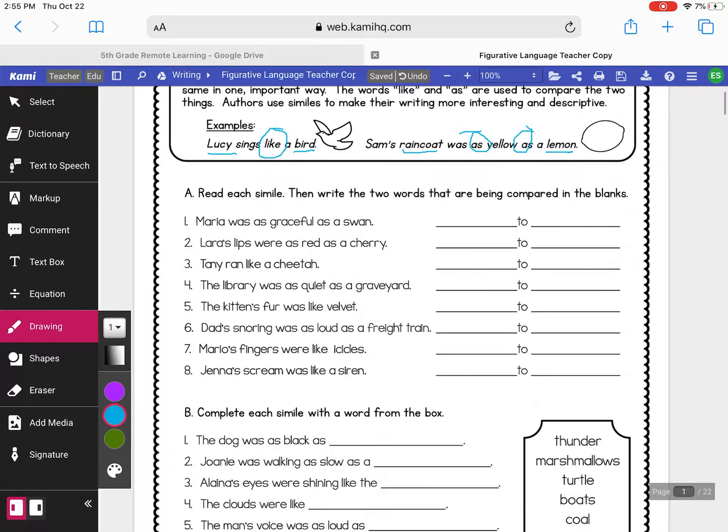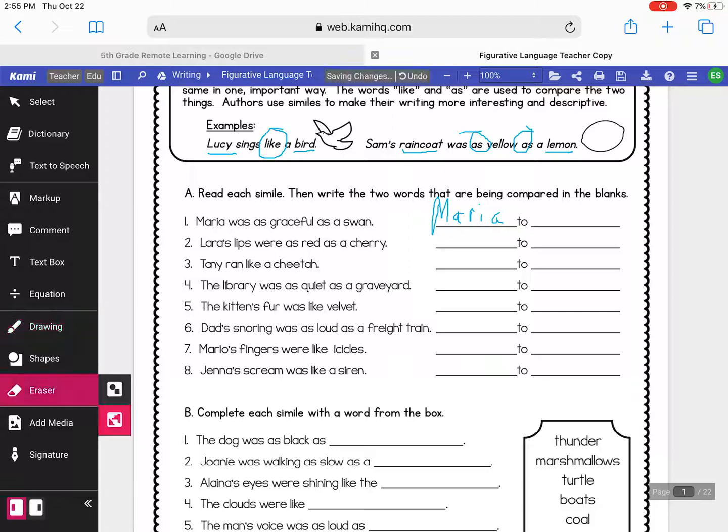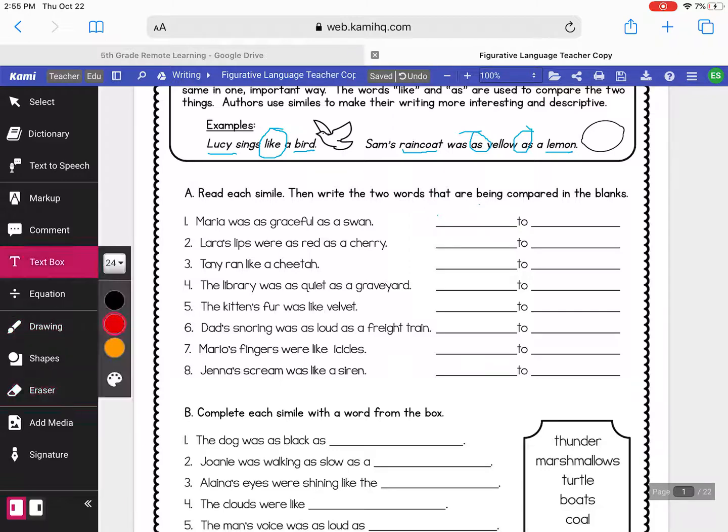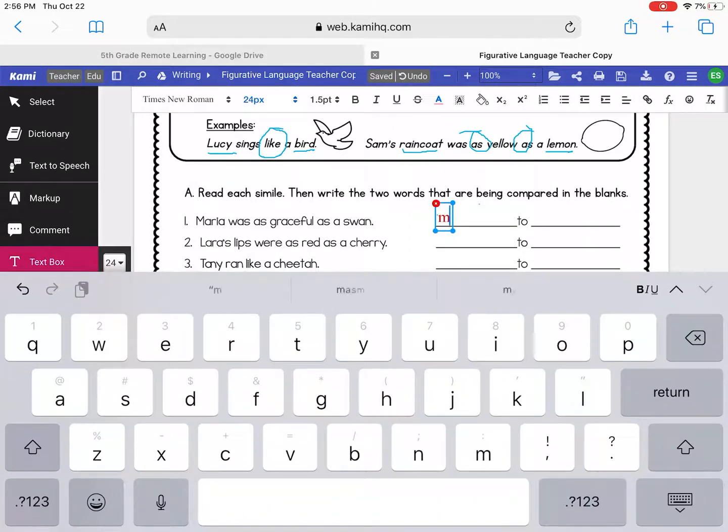So, you'll notice down here it says read each simile, then write the two words that are being compared in the blanks. So the first one, Maria was as graceful as a swan. What two things are we comparing in here? What two subjects do we have? We have Maria. Sorry, my pen is not charged. Maria. You know what? I don't like it sloppy. Capitalize because it's a proper noun. Maria and the swan. Okay.